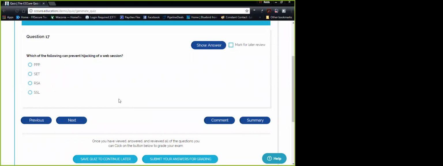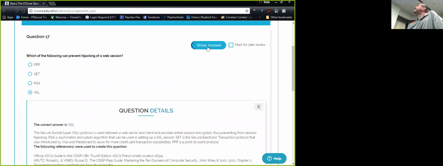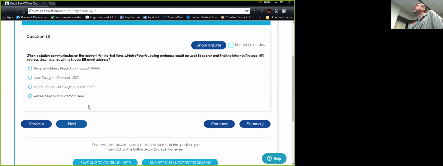All right, which of the following can prevent hijacking of a web session? PPT, SET, RSA, or SSL? SSL. Yep. We're going to cruise through a bunch of questions today. This is great.